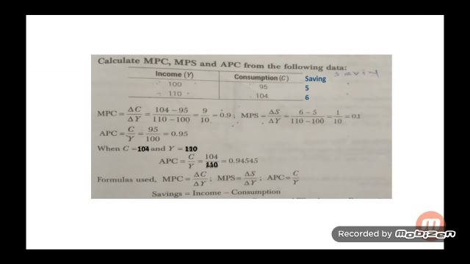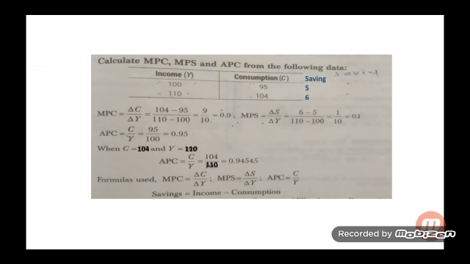Therefore I had calculated saving first, that is saving is equals to income minus consumption. That is 100 minus 95 is 5, and when the income is 110 and the consumption is 104, then the saving is 110 minus 104, that is 6. I hope it is clear.